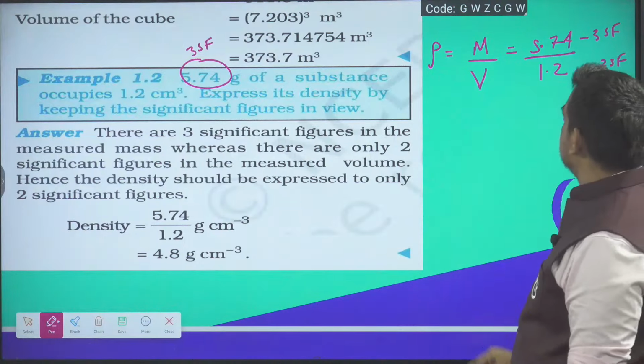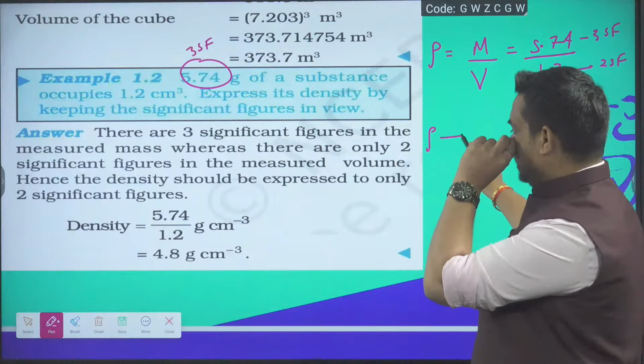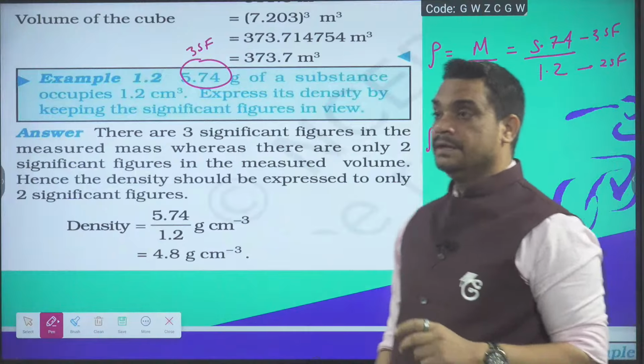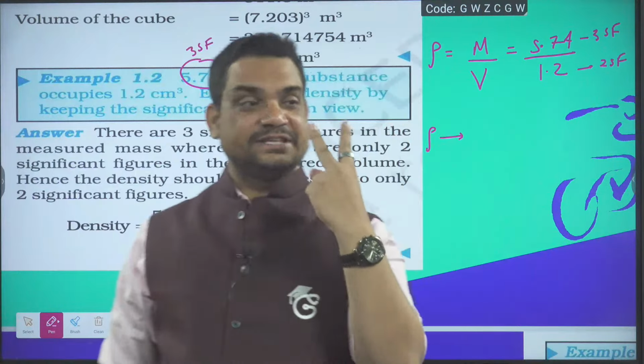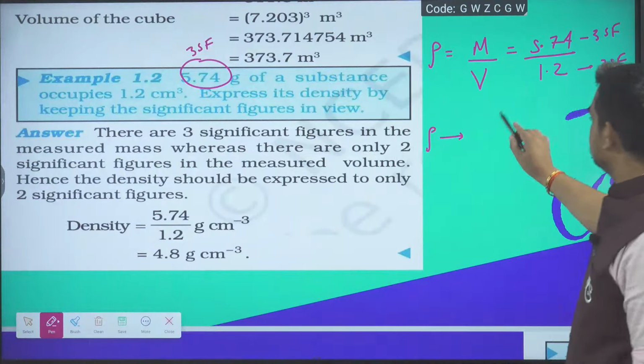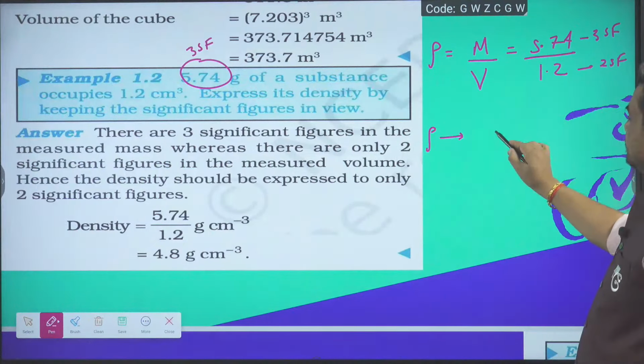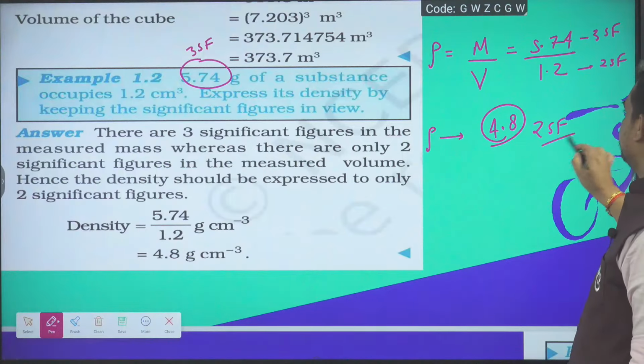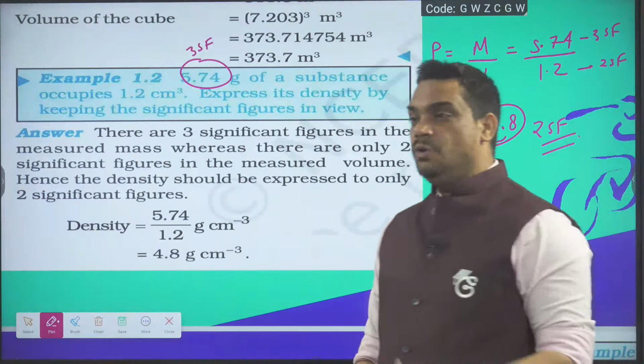Here 3 significant figures, here 2 significant figures. Your answer should have how many significant figures? In density you will have 2 significant figures or 3? Only 2 significant figures. We take the least number of significant figures. So when you divide this, it comes to 4.8, and this has 2 significant figures.